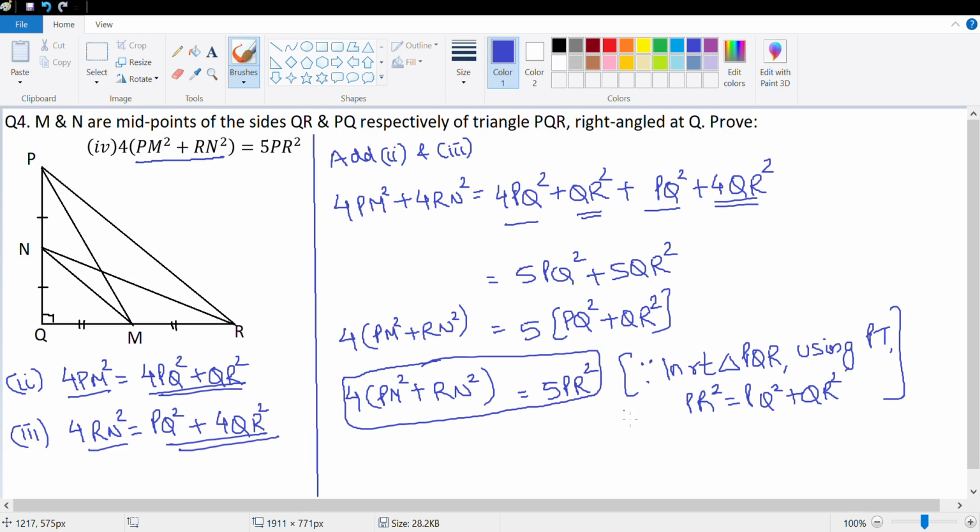So this is one method that is used to solve this question. In the next video, I will discuss a method which uses algebra to solve the same questions.